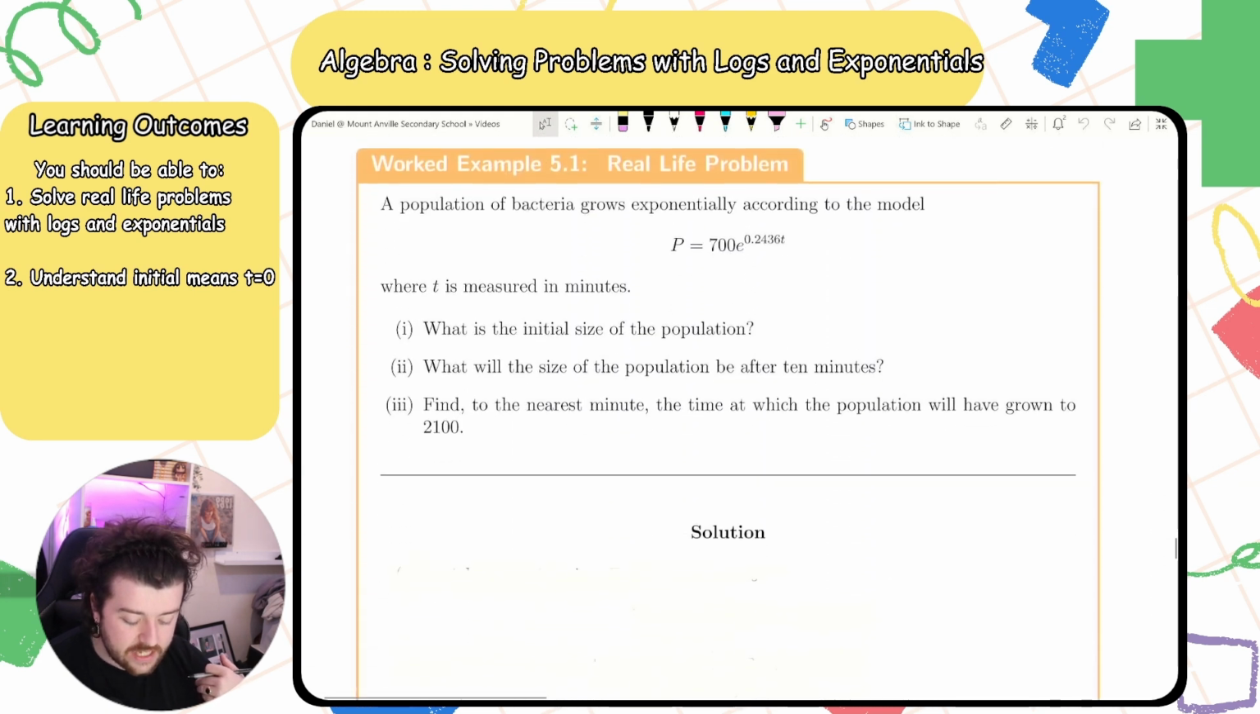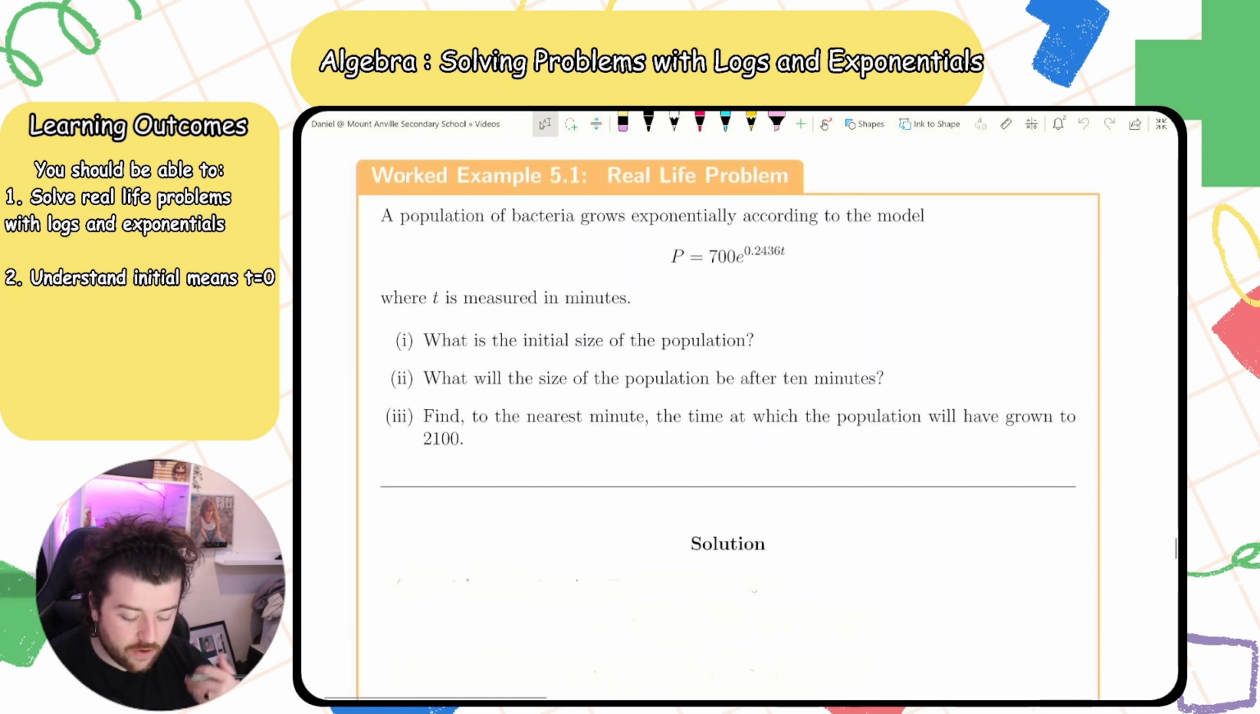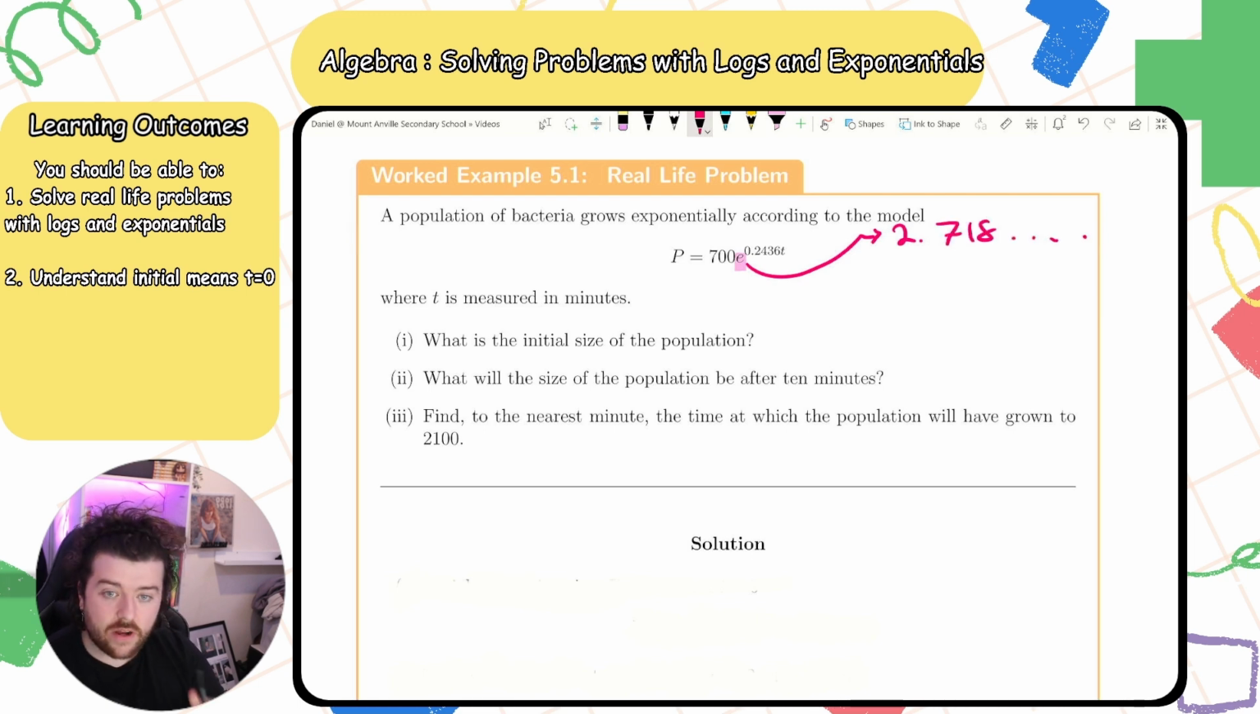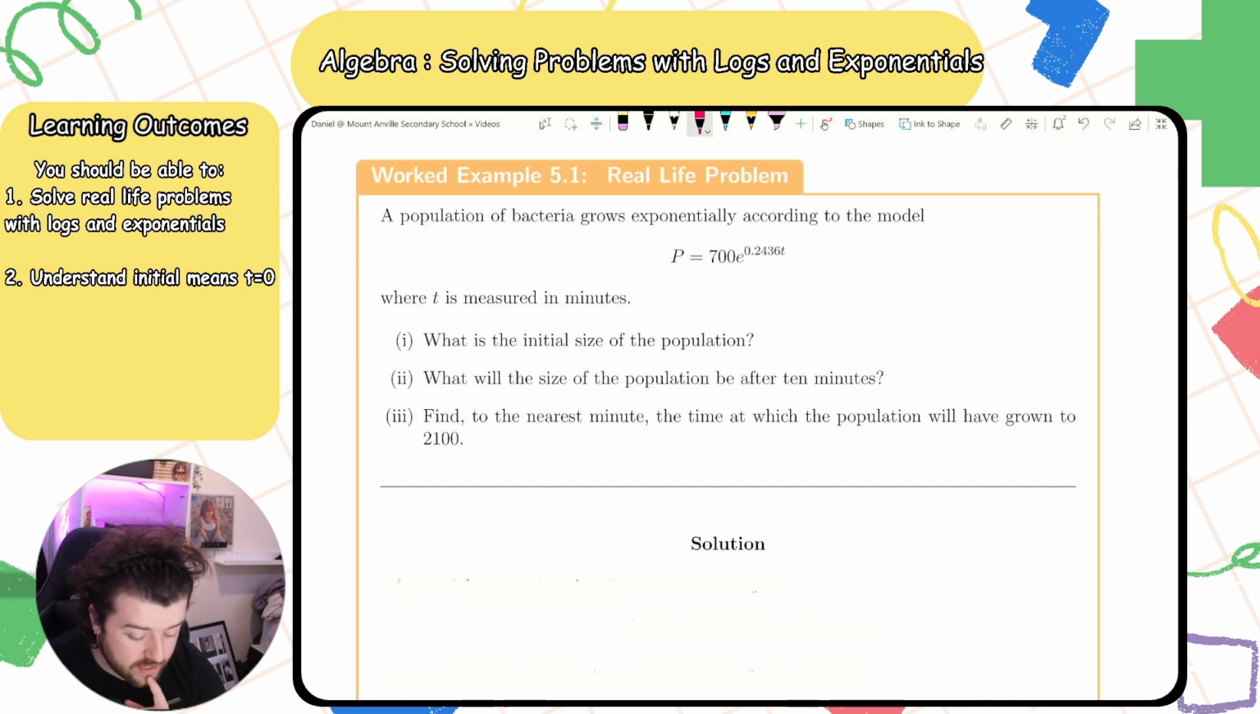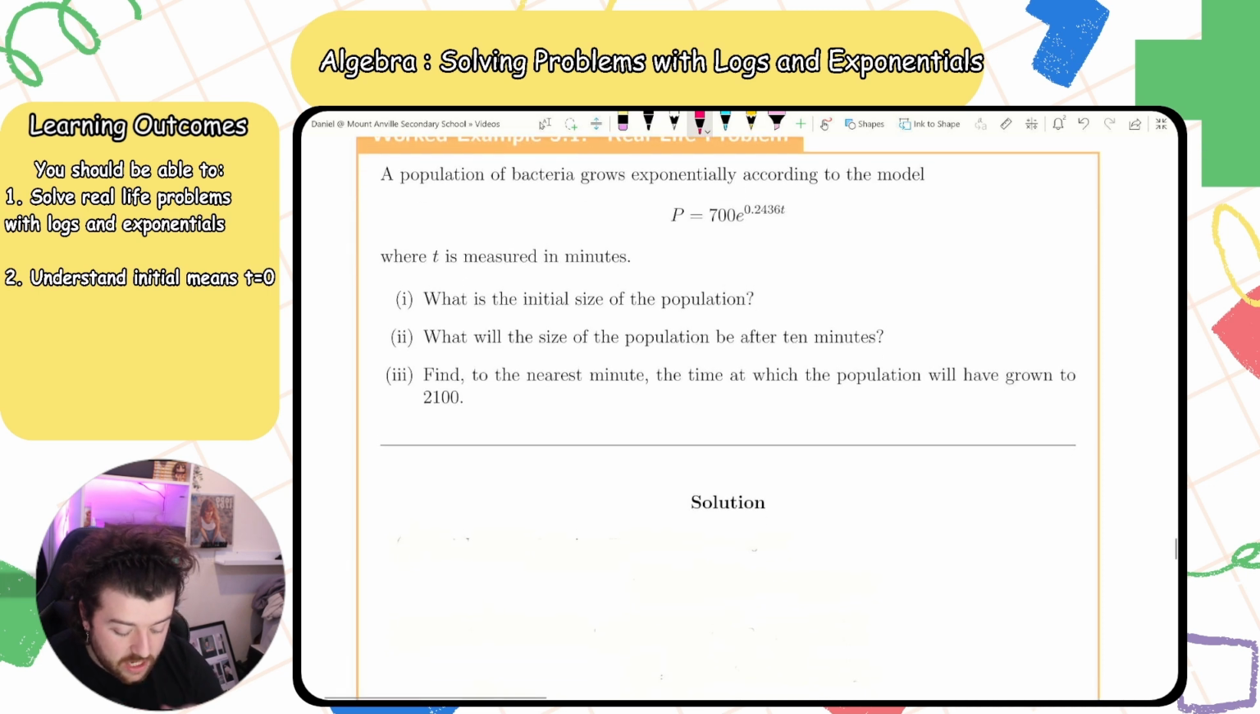So let's look at an example here. A population of bacteria grows exponentially according to the model P equals 700e^(0.2436t). Just to recall, e here is an irrational number that is equal to 2 point something 718. It's an irrational number that is found on our calculator. Here t is measured in minutes. What's the initial size of the population?